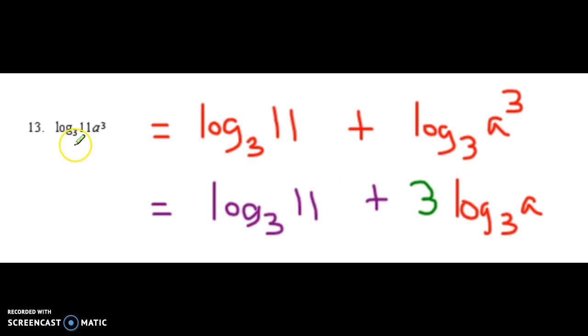On problem 13, I'm going to expand this. So 11 and a cubed are multiplied together. So that means I would add the exponents. And then I am going to take my power and bring it out front. That's how I got log base 3 of 11 plus 3 log base 3 of a.